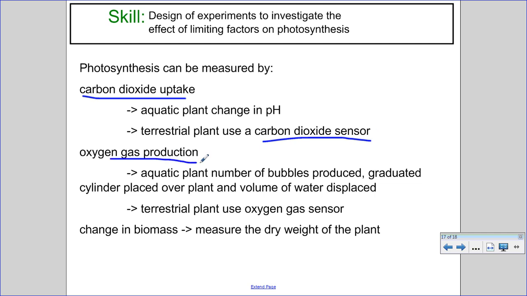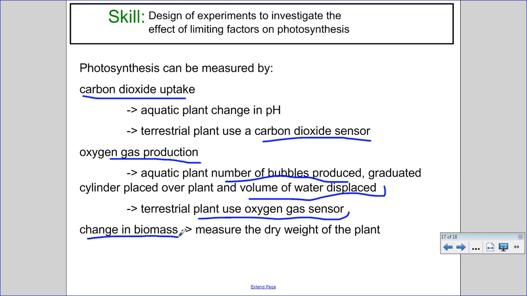You could also measure oxygen gas production. In aquatic plants, this is basically counting the number of bubbles produced from that aquatic plant as it performs photosynthesis. You could also place a graduated cylinder over the plant and record the volume of water that has been displaced. For terrestrial plants, you could use an oxygen gas sensor to measure the quantity of oxygen that has been produced. You can also measure a change in biomass.